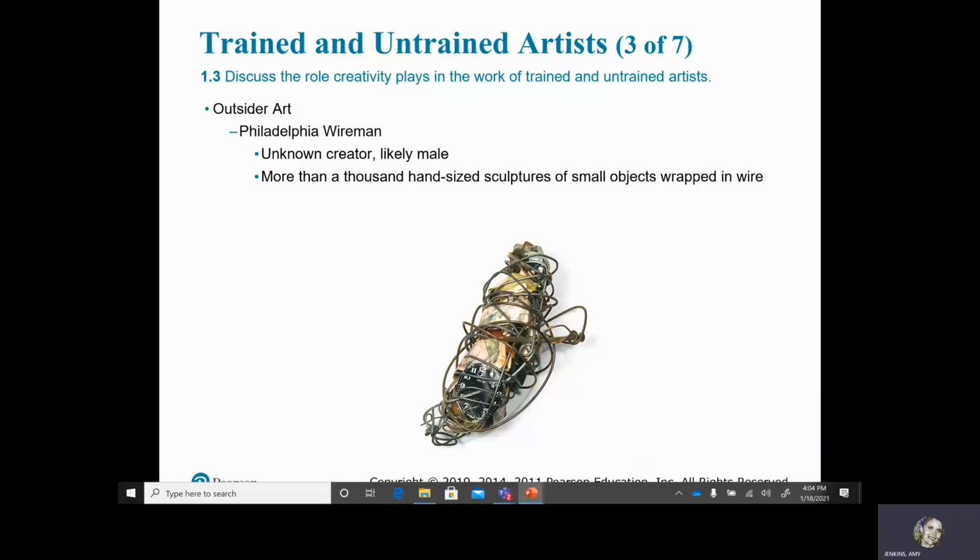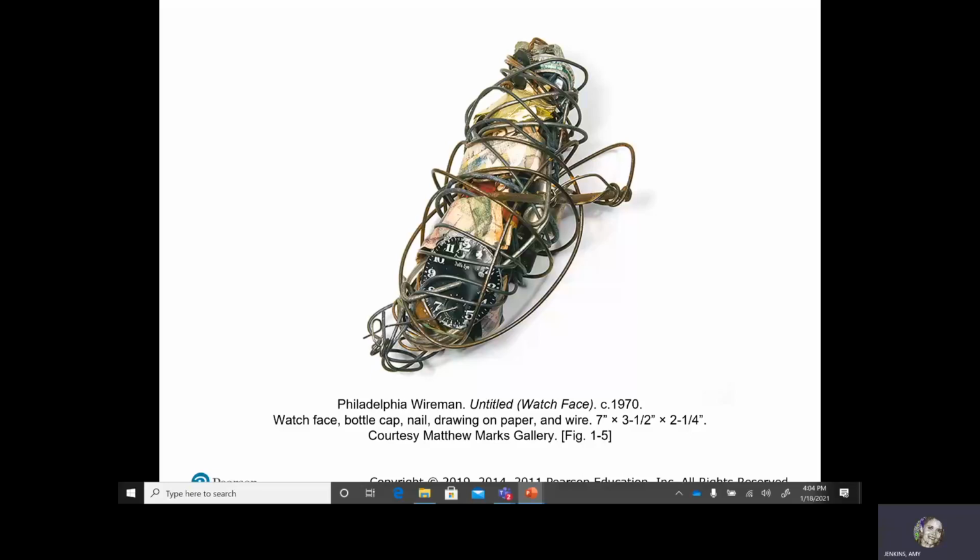Here's another example of outsider art. It is by Philadelphia Wireman, an unknown creator, but likely a male creator. More than 1,000 hand-sized sculptures are created out of small objects wrapped in wire. Here's a bigger image. It has a watch face, bottle cap, nail, and a drawing on paper and wire, created in 1970.